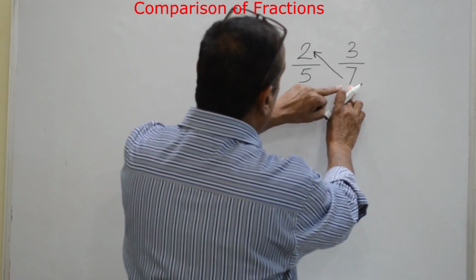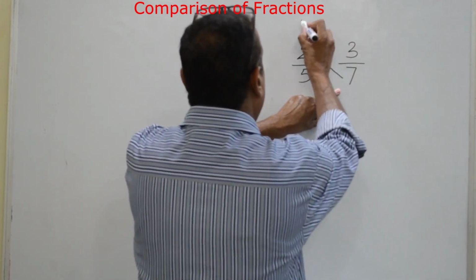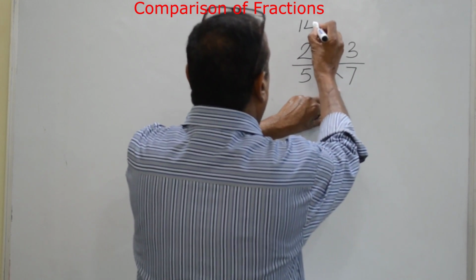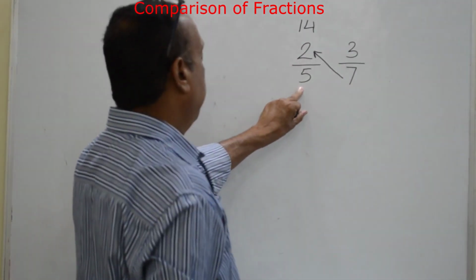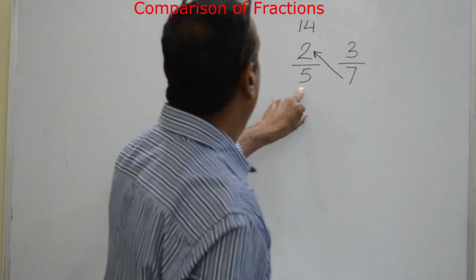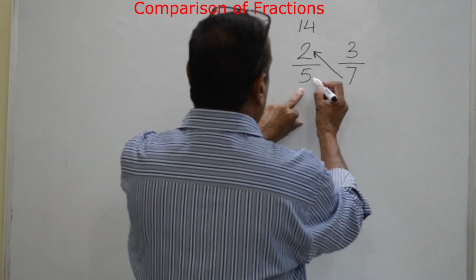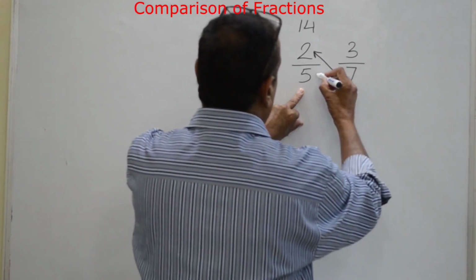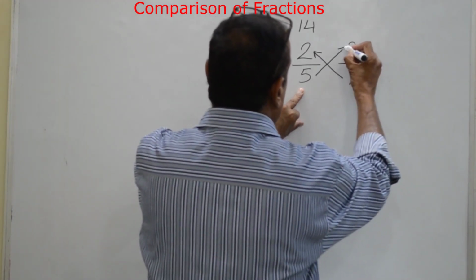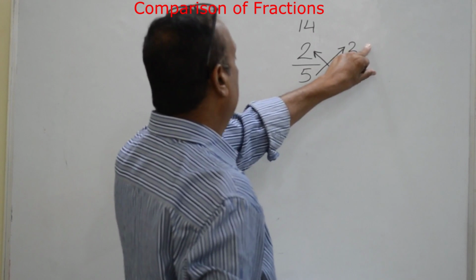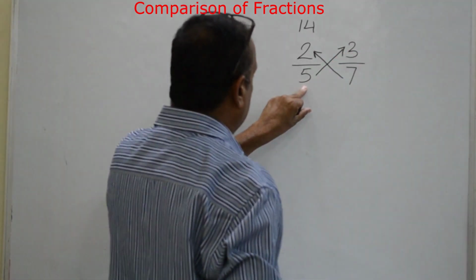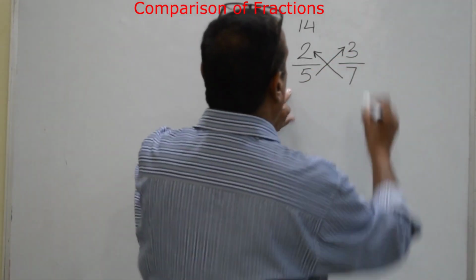Multiplying 2 by 7, we get 14. Write 14 on the top of the first fraction. Now multiply the denominator of the first fraction with the numerator of the second fraction. When we multiply 5 by 3, we get 15.